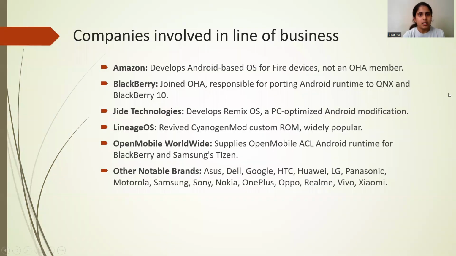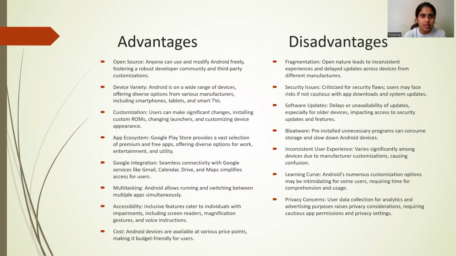And coming to the companies involved in this line of business, Amazon develops an Android-based OS for its devices and is not an OHA member. And there are BlackBerry, Jai Technologies, Lineage OS, Open Mobile Worldwide, and other notable brands.